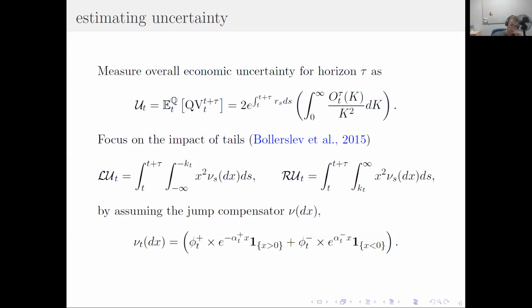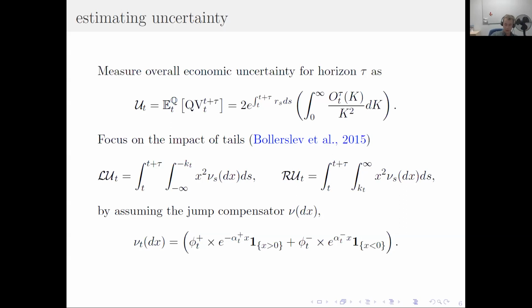And we next also focus on the impact of tails, and there we follow Bollerslev et al. in their 2015 paper, and isolate the variation stemming from left and right tail events going forward under the assumption that option prices follow a certain jump compensator, and there are some other assumptions.